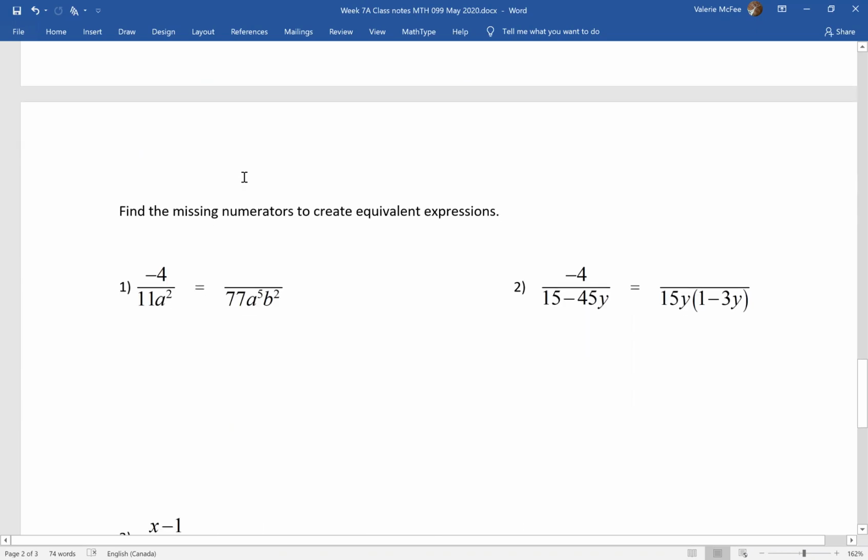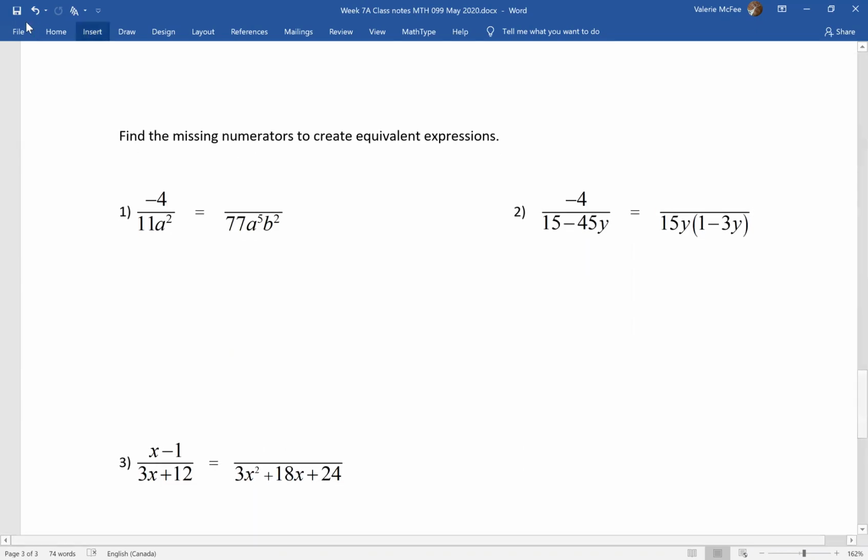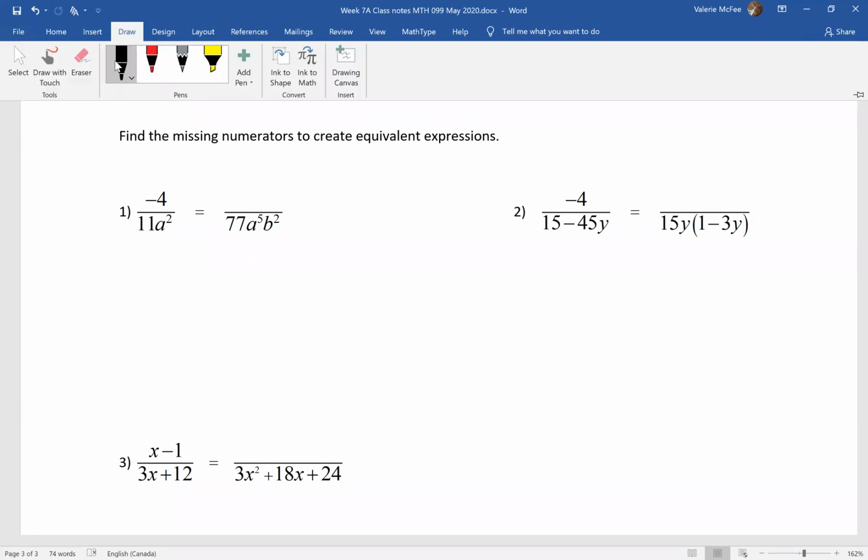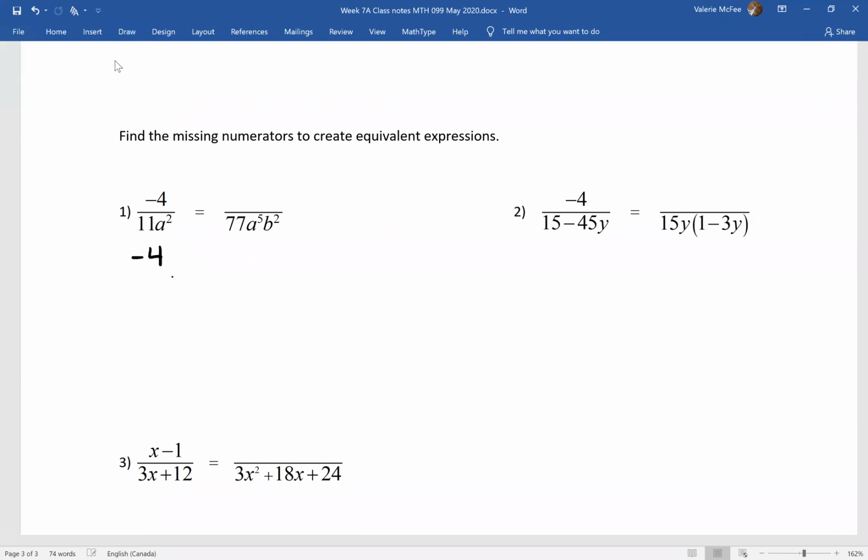There are 3 questions for you here. Why don't you pause your video and see if you can find an equivalent expression. There's nothing to factor in this first denominator. But if I factor this denominator, I can see that I have 7 times 11 times a to the power of 5 times b squared.